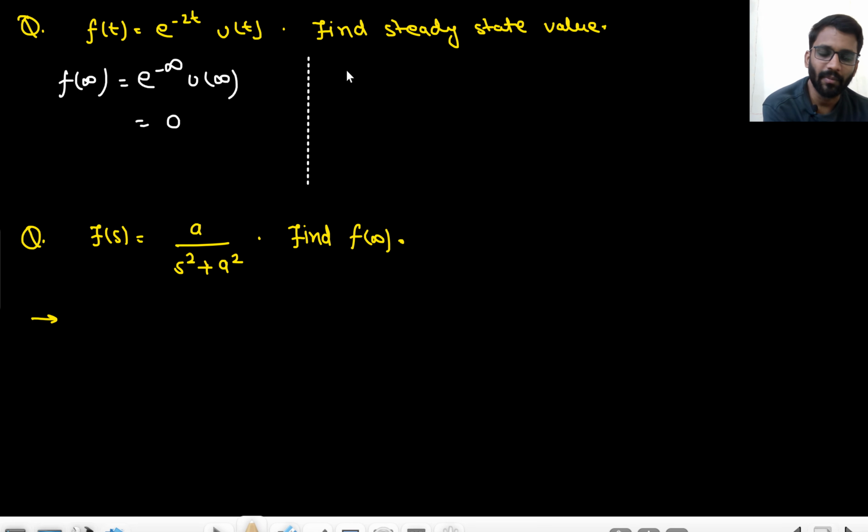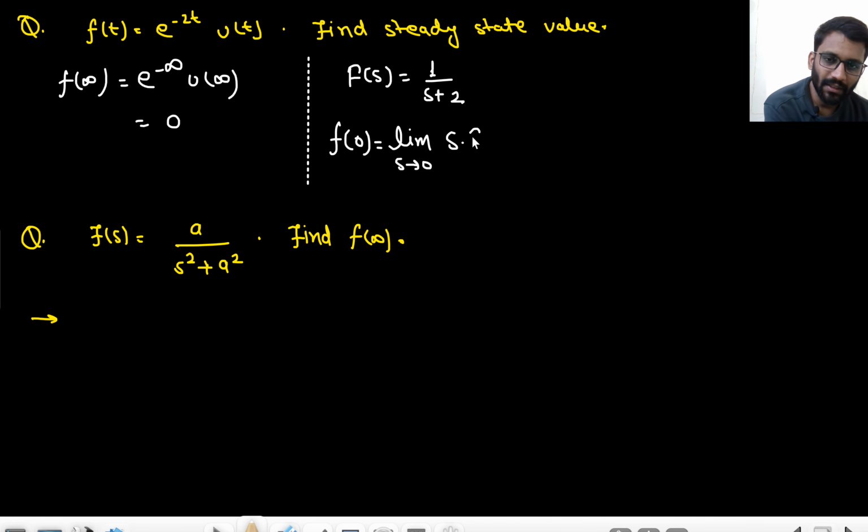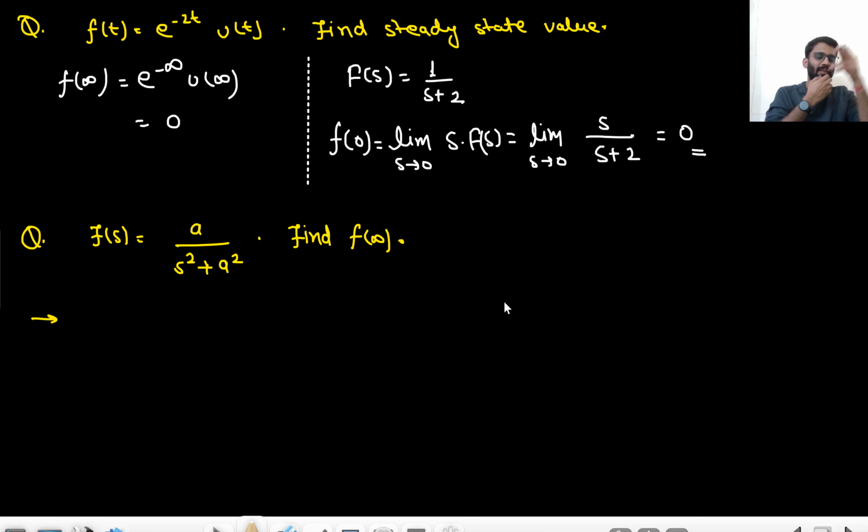And one more example. By Laplace transform, what will be F of s? It will be 1 upon s plus 2, right? What will be f of infinity? That would be limit s tends to 0 s into F of s, right? So it would be limit s tends to 0 s by s plus 2. If you put 0, this will be 0 only. Just multiply 1 upon s plus 2 with s and put s equals to 0, you will get 0 only.